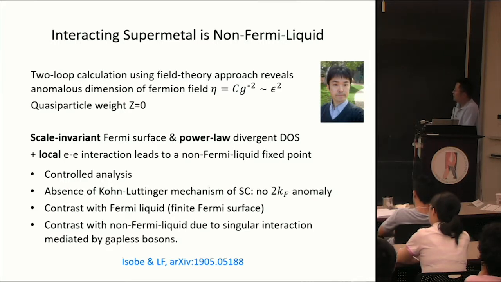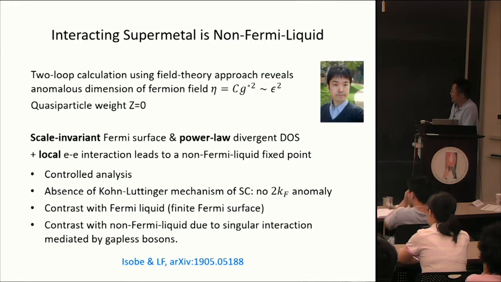For an ordinary metal which has a characteristic Kf, very often at low temperature, instability occurs. For example, the most famous one is the Kohn-Luttinger mechanism, and that is related to the 2Kf non-analyticity of the susceptibility. But if you have a situation where the Kf is absent, there's no characteristic scale, then the Kohn-Luttinger mechanism does not apply. Right? So this is exactly what happens in our situation. The Fermi surface has no intrinsic scales.